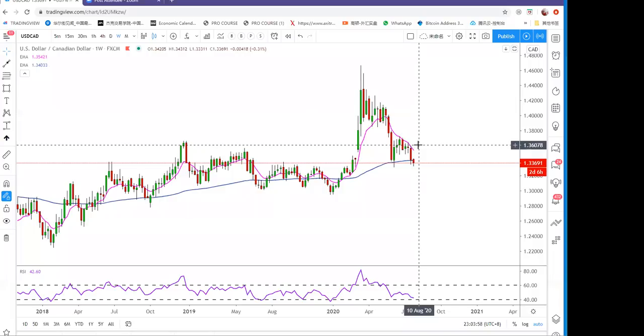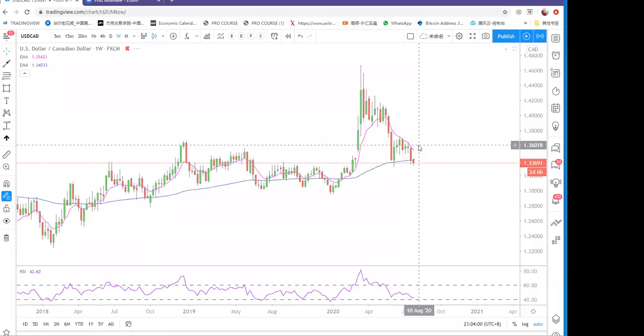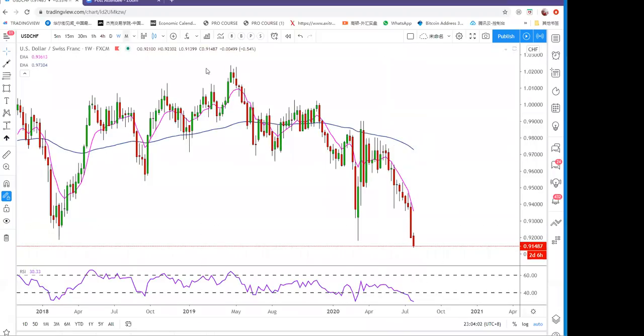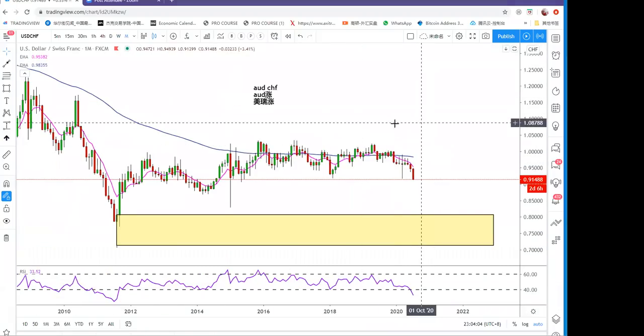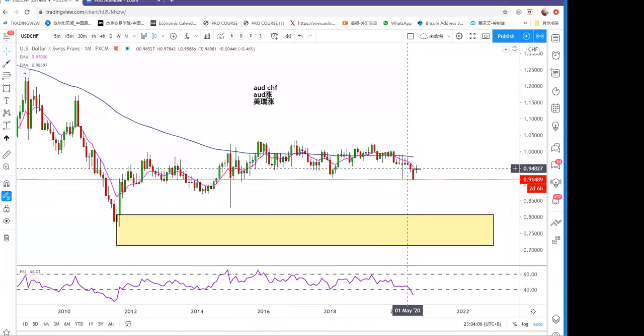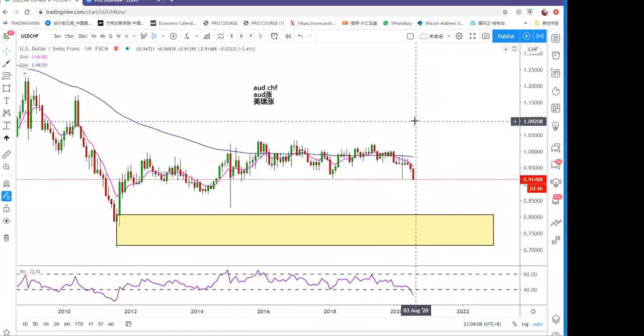Jack, what do you think about dollar Swiss going down? Of course, dollar Swiss going down, bearish. Dollar Swiss is just the same as the dollar index. I think dollar Swiss is going back to 0.80.